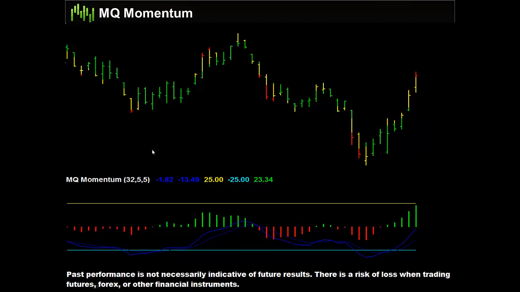All right, the next and the last indicator that we're going to quickly talk about is MQ momentum. Again, this is similar to MACD. I like this a little bit better. The algorithm works better for me in my trading. Basically, it's this. We have this fast line, and that is the indicator line, right? And then we have this dotted line. This is a slow line.